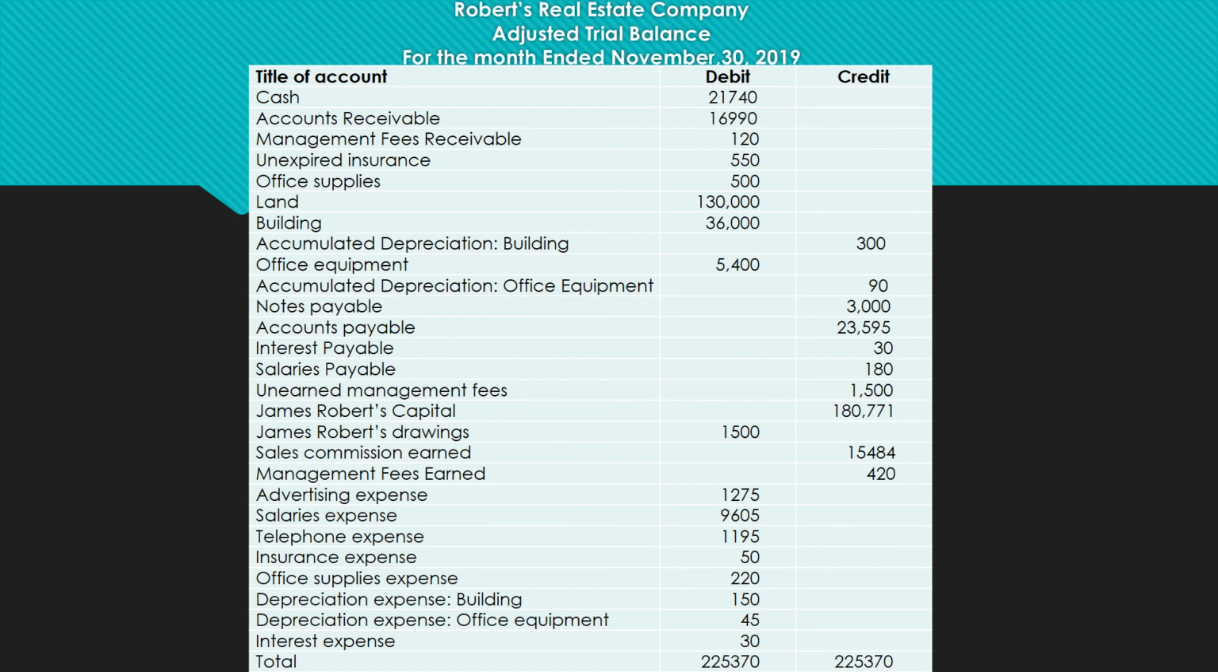Now we are in a position to prepare financial statements from that adjusted trial balance. So that's all about the adjusted trial balance. It provides us the basis for the preparation of financial statements. From that adjusted trial balance we can easily prepare financial statements such as the income statement, statement of owner's equity and balance sheet. That's all about the adjusted trial balance.